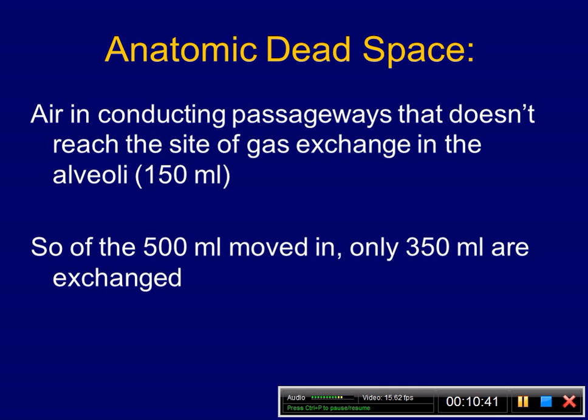When air comes into your nose, it doesn't penetrate the wall and go into the blood. When you get into the pharynx, it doesn't penetrate the wall and go into the blood. When you get it down into the larynx, the trachea, the bronchi, the bronchioles, no exchange. This is all wasted air.